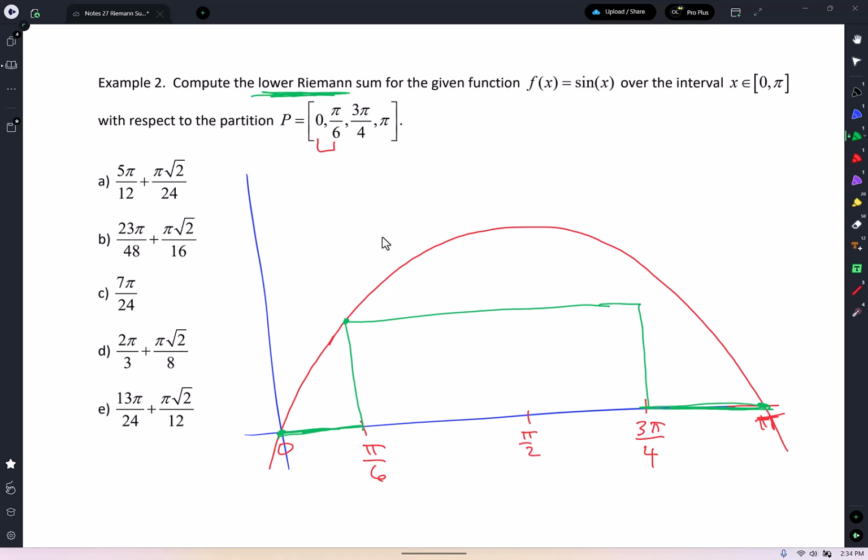It's not extreme pre-cal, guys. Relax, it's just geometry. All I'm doing is width times height. The width is 3 pi over 4 minus pi over 6, and the height is sine of pi over 6.